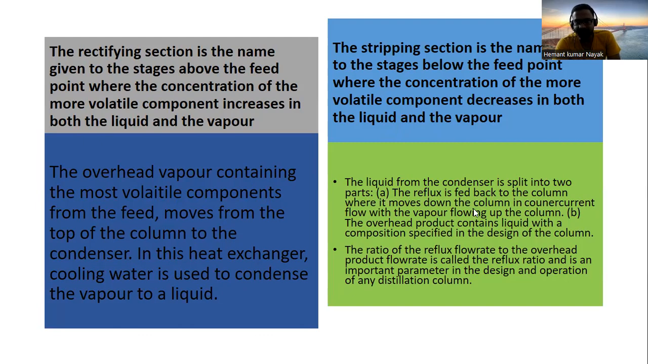First, the reflux is fed back to the column, where it moves down the column in counter current flow with the vapor flowing off the column. The overhead product is liquid with a composition specified in the design of the column. The ratio of the reflux flow rate to the overhead product flow rate is called the reflux ratio. So reflux ratio is basically L by D.